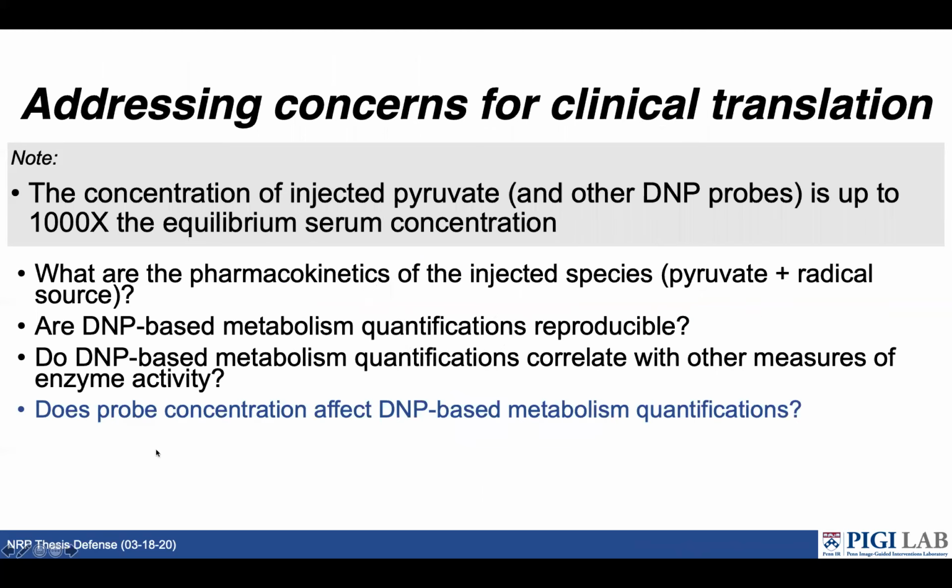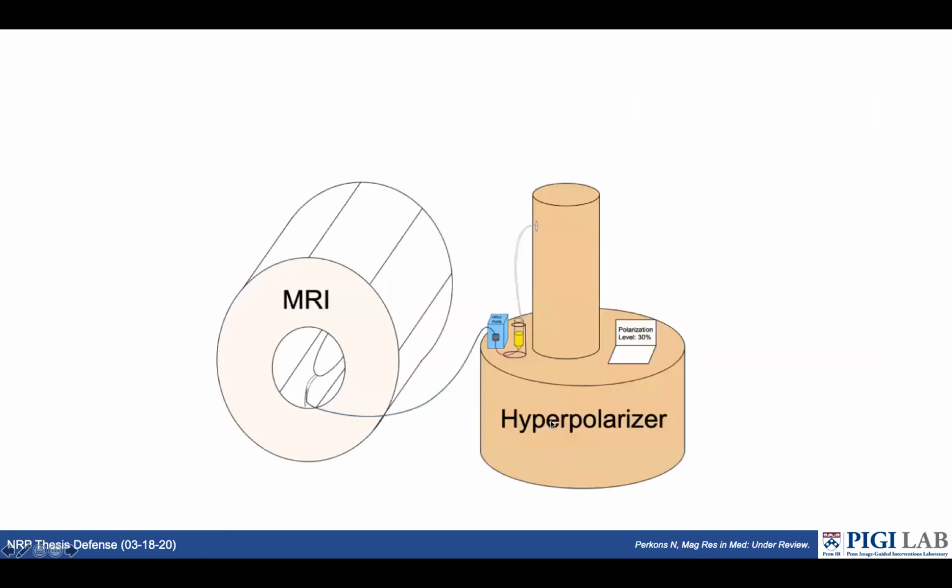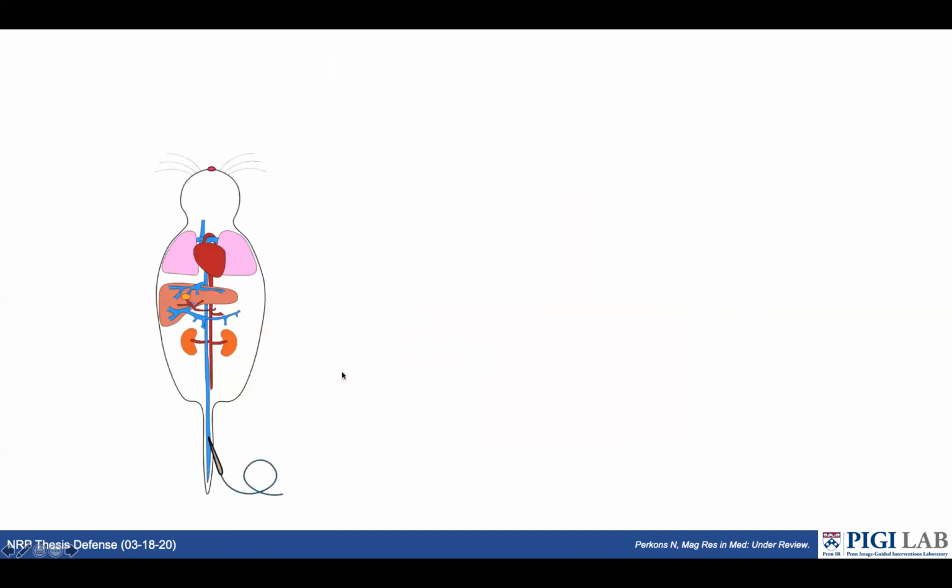Another question was, does probe concentration affect the DNP-based measurements of metabolism? And it helps in this case to motivate this question to talk about the setup a little bit more again. So there's a hyperpolarizer that prepares the substrate and it's rapidly injected into a subject, which in all of these experiments I talk about are rats. And so when it arrives from the hyperpolarizer, it goes into the tail vein and goes through the circulation of the animal, gets to the lungs, goes back to the heart. And because it's hepatocellular carcinoma, it reaches the tumor through the hepatic artery.